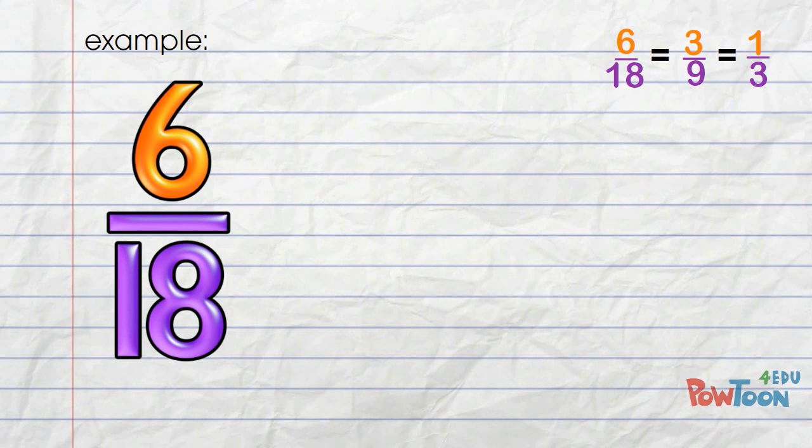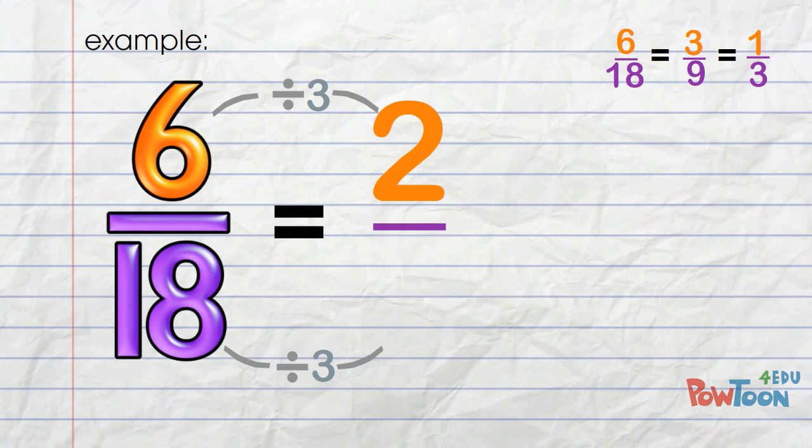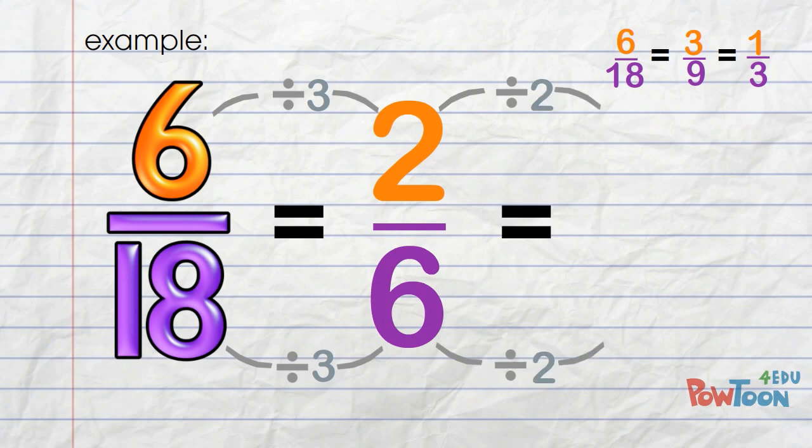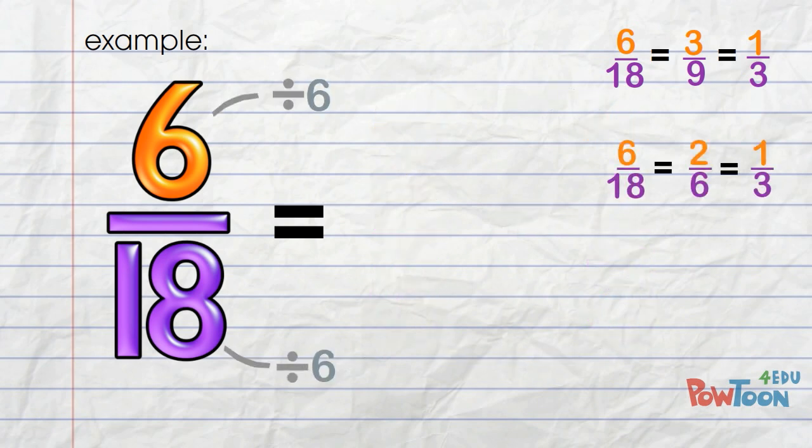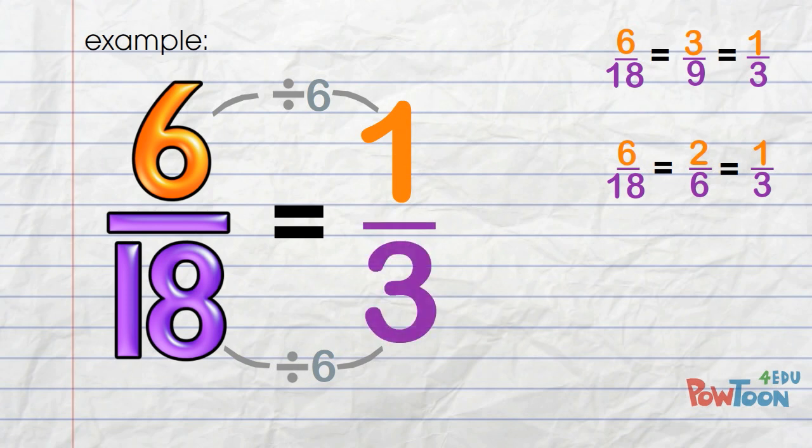Now, I could also have taken our 6 over 18 and divided by 3 because both those numbers are in the 3 times table. 3's into 6, 2 3's are 6. 3's into 18, 6 3's are 18, 2 over 6. These are both even numbers. I can divide by 2. 1 2 is 2 and 3 2's are 6, 1/3. Or I could have divided by 6 to start with because they're both in the 6 times table. 6 divided by 6 is 1, 18 divided by 6, 3 6's are 18, 1/3 again.